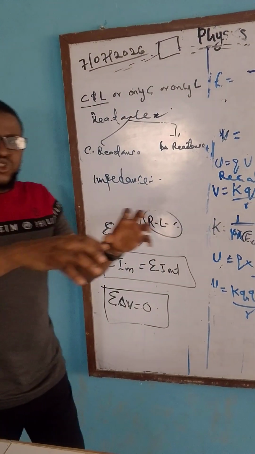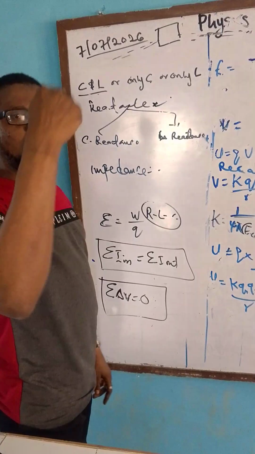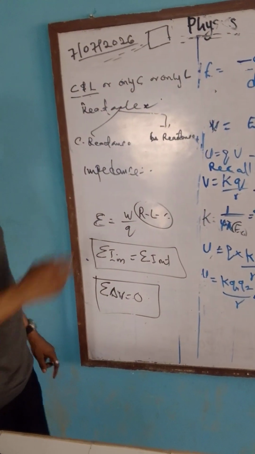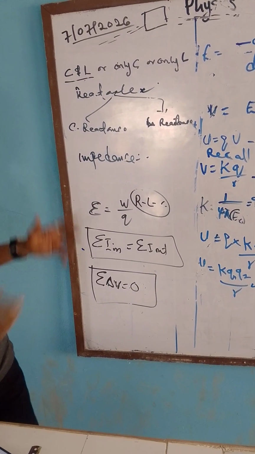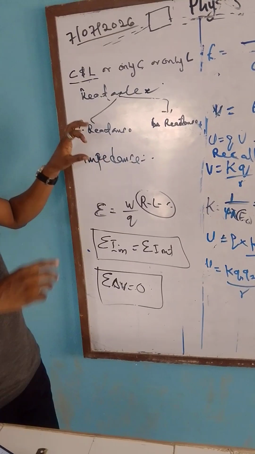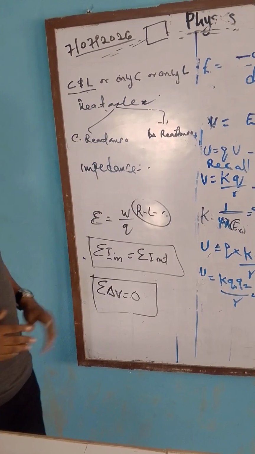Now, if the resistor is not in the circuit, either the capacitor is doing the work of regulation, or the inductor is doing it, or they are both doing it. That one is called reactance. So that is what I want you to understand. I can put more light on that AC circuit, if you want me to. That is the end of it.